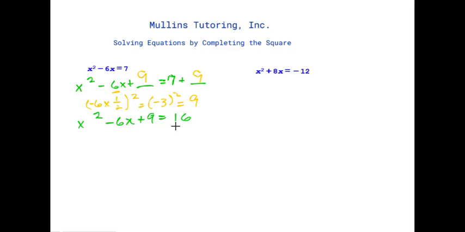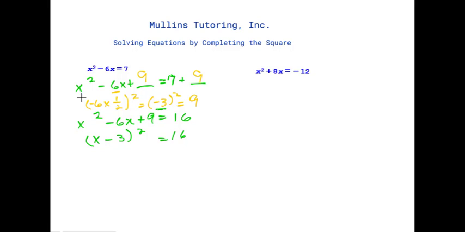So the next step we're going to do in this equation is we're going to put this in squared form. So what I'm going to do is take my x and this number right here that we found when we found half, and we're going to square it. And then that's going to be set equal to 16. Let me just fix that square. Okay.